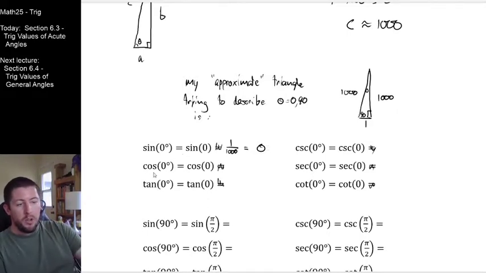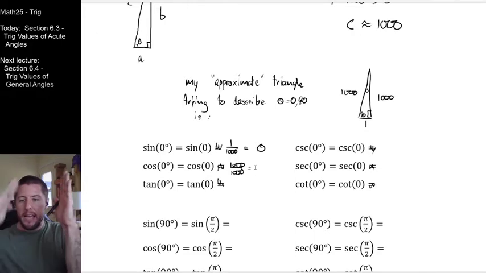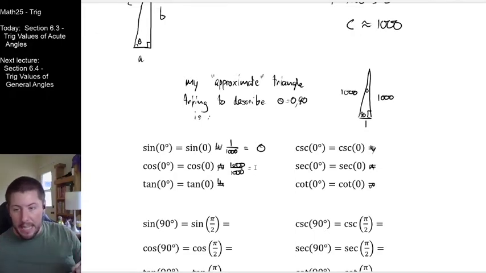On the other hand, when I do cosine of 0, it is going to be like 1,000 over its almost identical 1,000. And the closer and closer our angle gets to 0, the closer and closer that leg and the hypotenuse will be to the exact same length. And when we divide two things that are the same, we get 1. Finally, to get tangent of 0, I'm going to do my opposite over adjacent, and I'm going to get 1 over 1,000 again, right? And so that's going to be our thing that's going to 0.